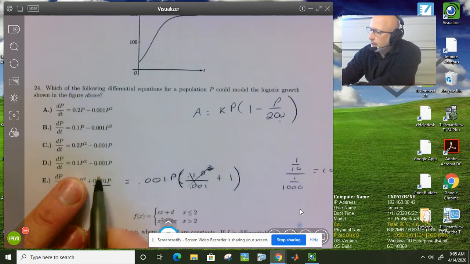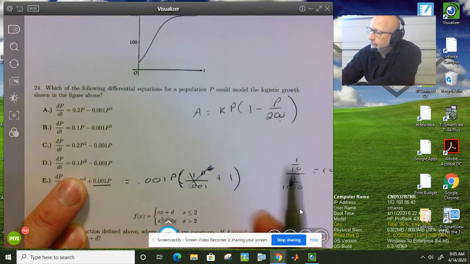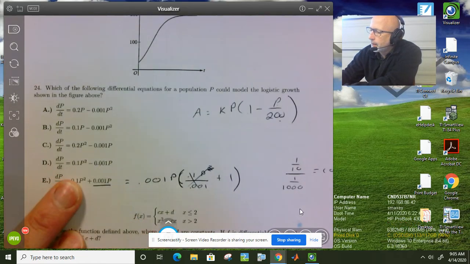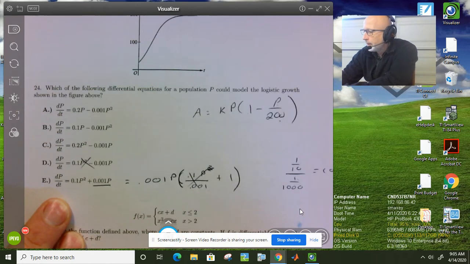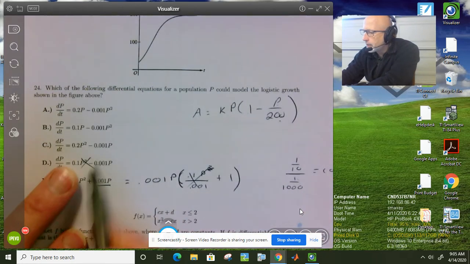Okay, same idea here. I'm going to factor this out of this, and so I'm only going to take 0.1 divided by that. Oh, I get the same thing. This will also not work. Okay, go ahead and try this one now.